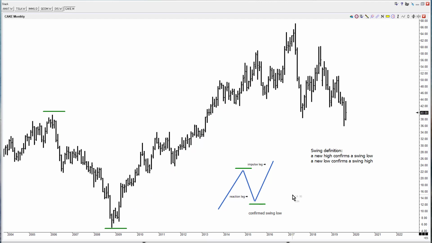As you see here, a swing is a swing is a swing that meets these definitions. Even this meets the definitions of a swing, a reaction leg and an impulse leg. A new high confirms a swing low. So this is also a swing. There's the reaction leg, the impulse, the reaction, the impulse. Any new high, any new low will give us the definition of a swing. So we need to make a further distinction, and what we're going to do now is make the distinction between major and minor swings.